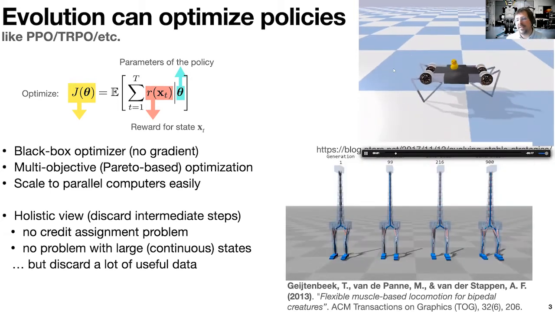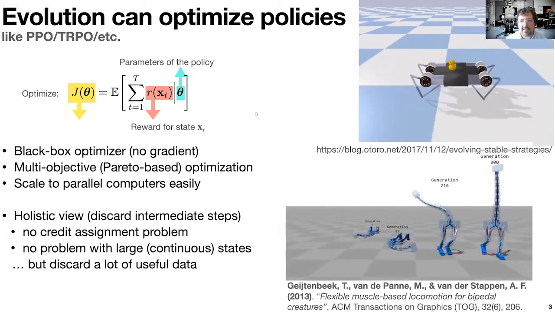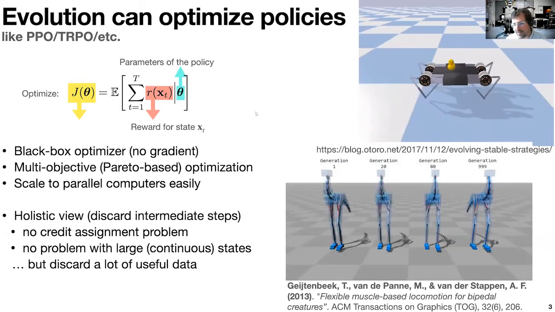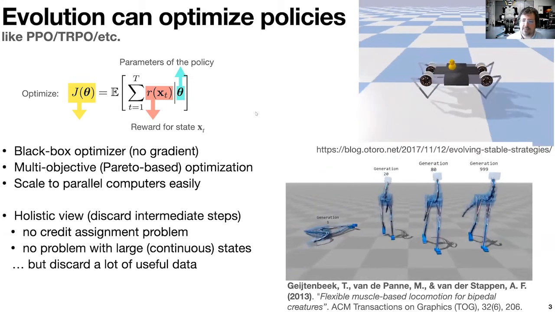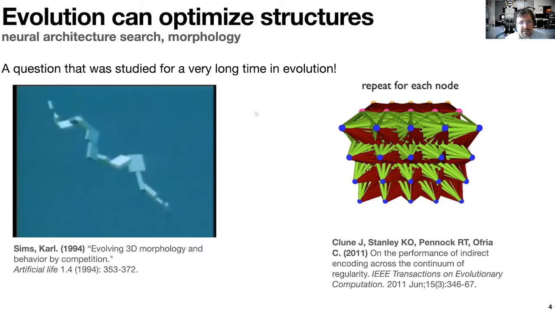So not saying that we do it better, but clearly that's the same problem. So here, for instance, again, another working robot, which is controlled by a neural network, and which is evolved also with CMA-ES in that case. But also something very interesting: evolution can optimize structures.